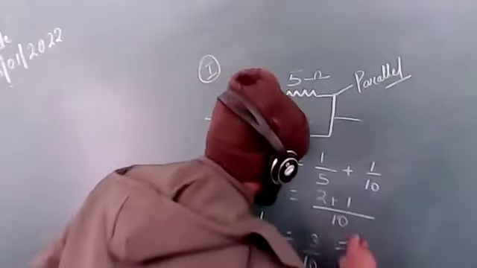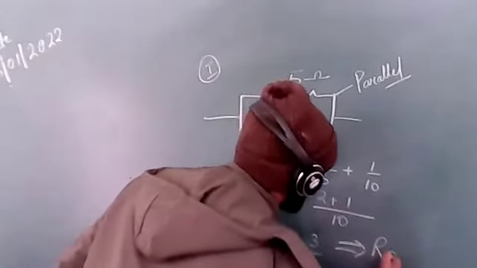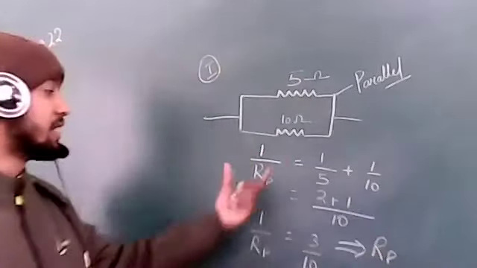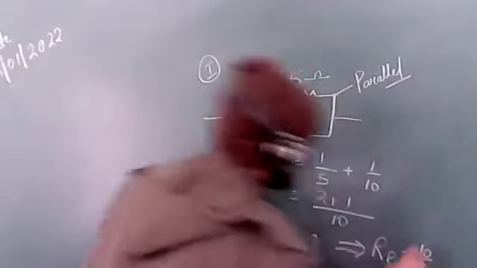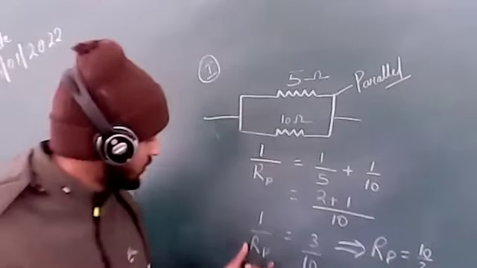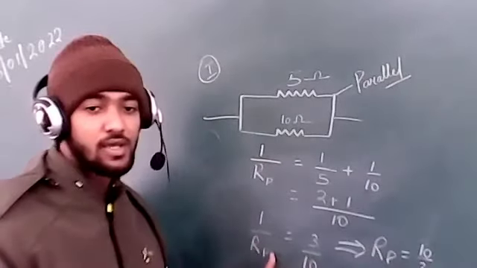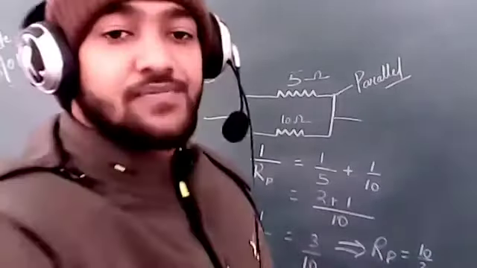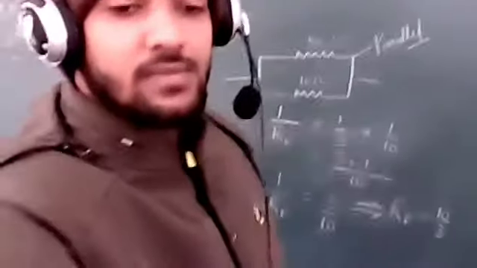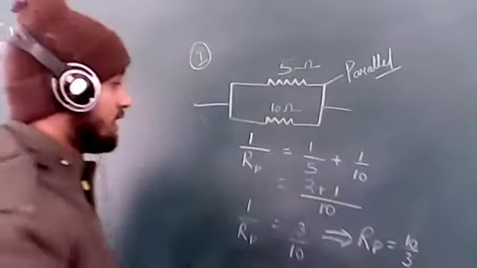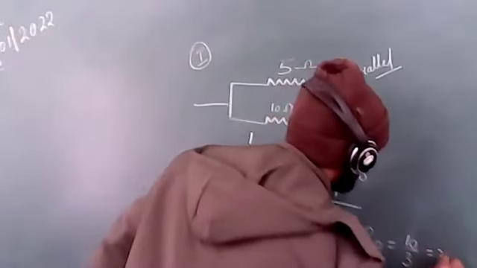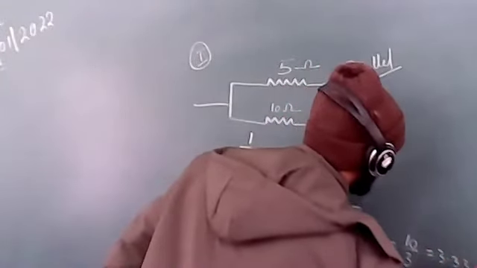So here RP, the equivalent resistance for this parallel circuit, is equal to 10 upon 3. Okay. So you have forgotten to reciprocate in the last step. Okay. So the answer will be 10 upon 3, which will be equal to 3.33 ohm. Okay.